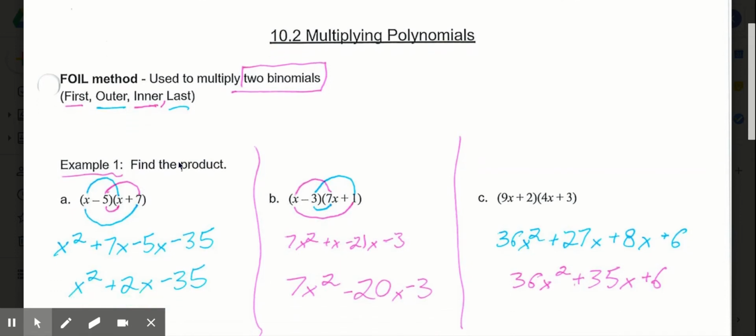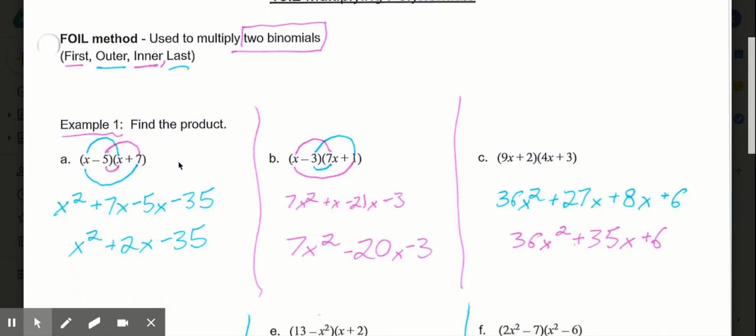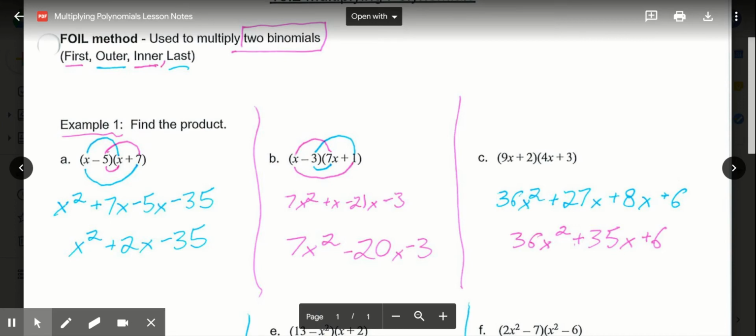So let's take a look at our first example here, example 1a. We have x minus 5 multiplied by x plus 7. So we have two binomials. So following the FOIL method, I need to multiply the first terms. So that would be x to x. So I'm going to multiply x times x, which gives me x squared.